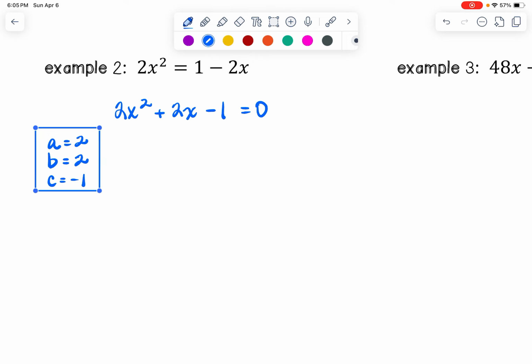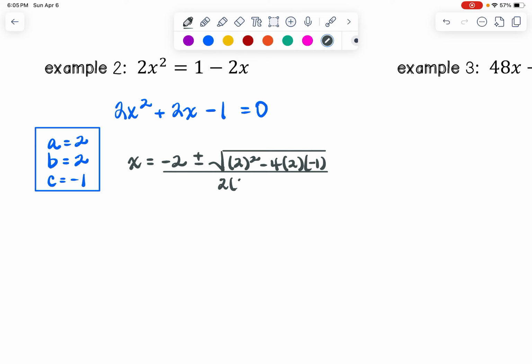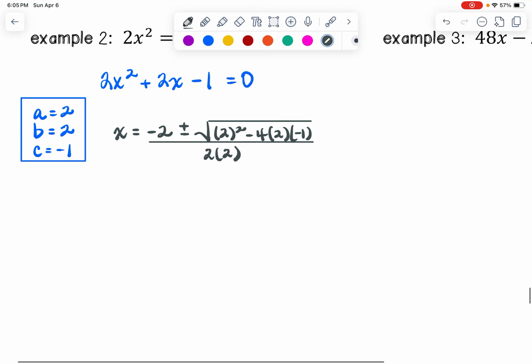So now that I have my a, b, c's, I can start plugging into my quadratic formula. Here we go. x equals negative b plus or minus square root of b squared minus 4ac, all over 2a. There we go. There's our big mess of a's, b's, and c's. So now it's just up to you to clean up the mess.